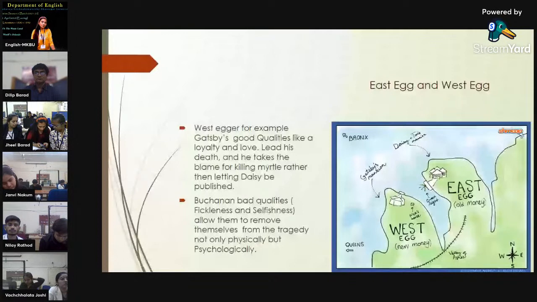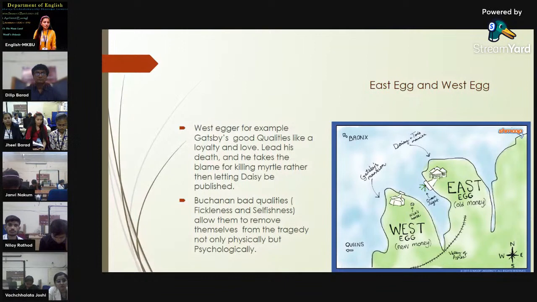The quality is flatness and selfishness. They have many abilities, and they were the richest, and money allows them to remove themselves from the tragedy. Not only psychologically but physically, both of the tragedy.